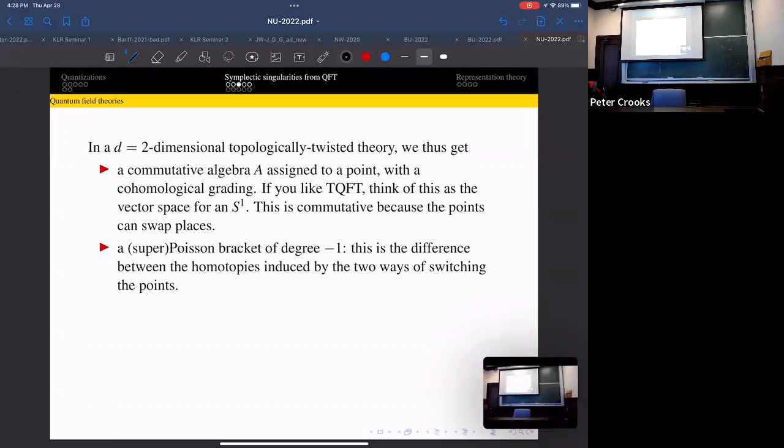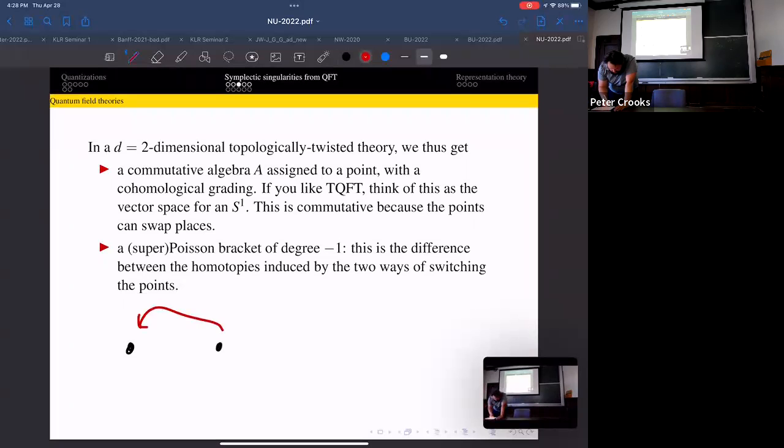So I'm going to talk about the d = 2 case first, even though I want d = 3 eventually. So in a d = 2 topologically twisted theory, well, again, we have a multiplication. It depends on 2 points. After I take cohomology, it becomes a commutative multiplication. And the reason it's commutative is that I have my 2 points, and well, they can change position. And so by doing that, I get a homotopy between the 2 ways of multiplying. Right? Moving my points continuously doesn't change what the product is on cohomology.